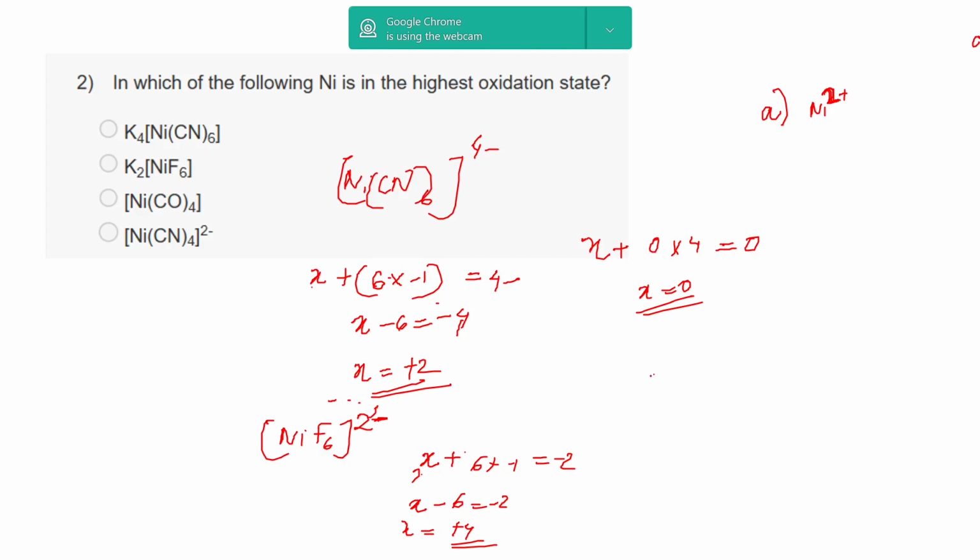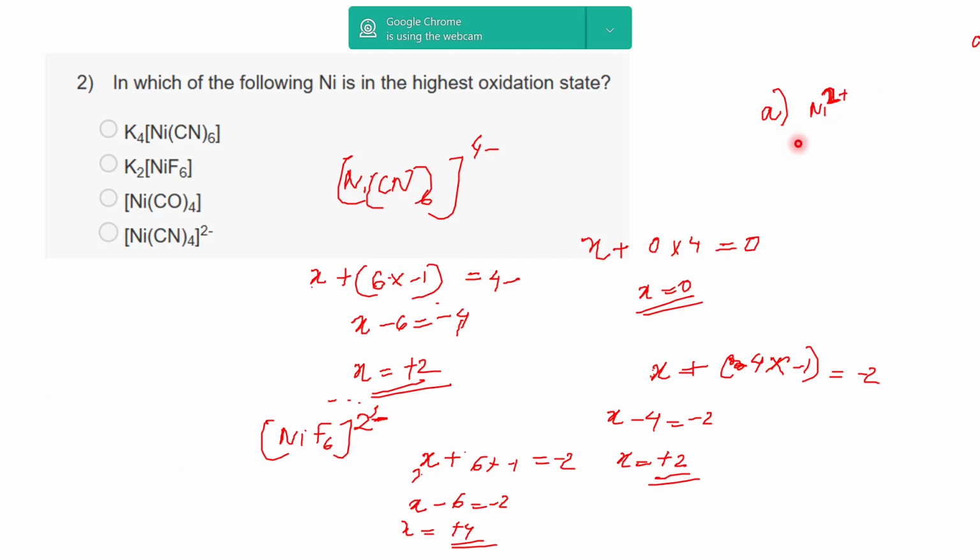So option D, again the charge on the complex is minus 2. So X plus 4 into minus 1 is equal to minus 2, because each CN is giving minus 1. So X minus 4 is equal to minus 2 and X is equal to plus 2. Clear? So from all these calculations we came to know which one has the highest oxidation state? Option B, right?